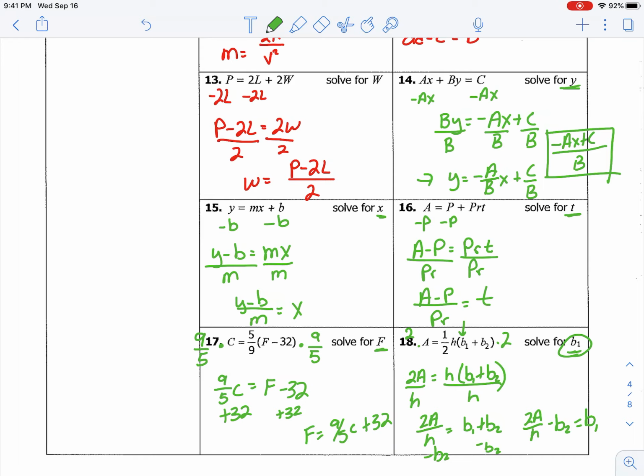I don't know how long that took us, but I don't think very long, to do those 18. That's solving a literal equation. It's just rearranging the deck chairs because we're still stuck with a bunch of letters.